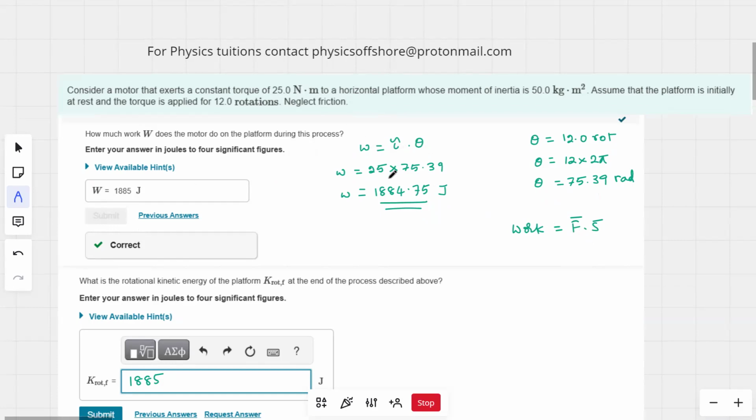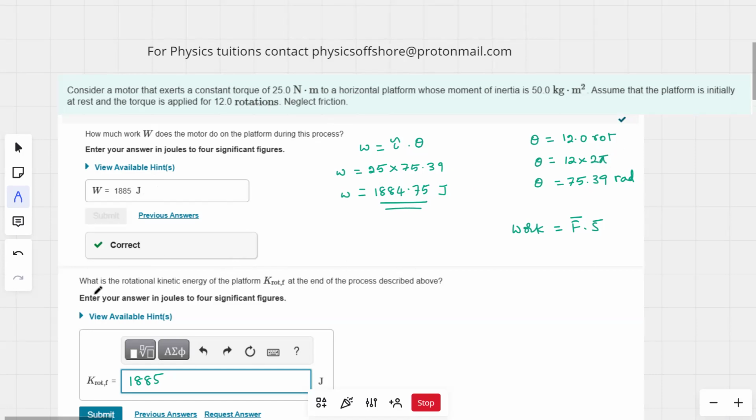So torque is given as 25 newton meters, and angular displacement is given as 12 rotations. We have to convert the rotations into radians. One rotation is equal to 2 pi radians. Therefore, 12 rotations is equal to 12 times 2 pi, which is 75.39 radians. Multiplying that, we get the work done as 1884.75 joules. Rounding it, we get 1885 joules.